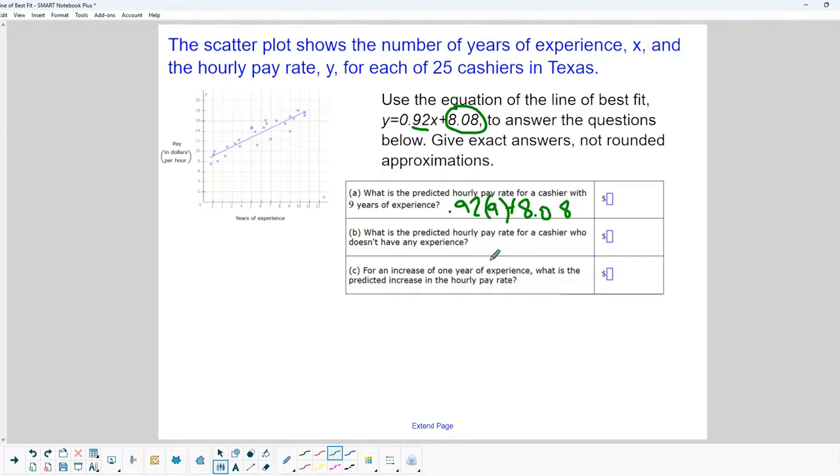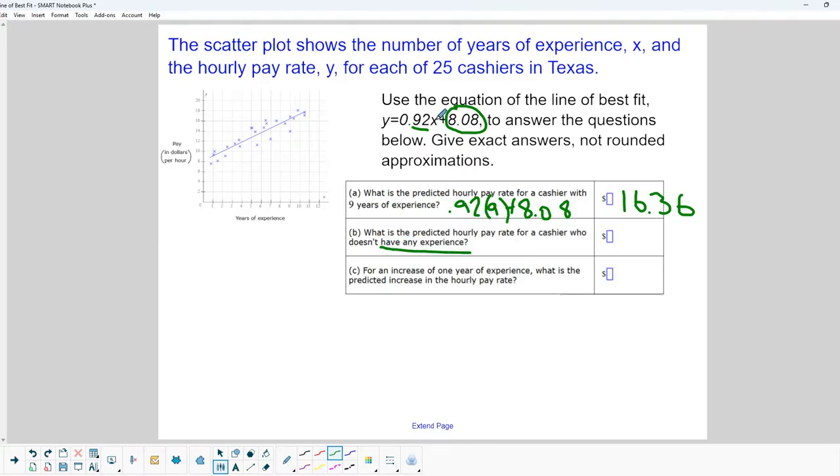So let's calculate that. 9 times 0.92, and then add 8.08 to that, and we would get an hourly rate of 16.36. So, there was a time when that can be considered quite a bit of money, but now that's a modest amount of money. What is the predicted hourly pay rate for a cashier who doesn't have any experience?